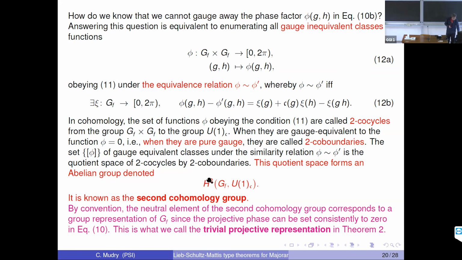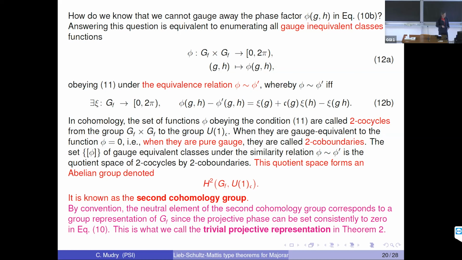The 2 refers to the fact that phi is a map from GF cross GF to 0 to 2 pi. The entry GF tells you what group you have here. The second entry of this parenthesis is simply the target space of this map, which is U1. The C refers to the possibility that I have anti-unitary transformations, which I do not by assumption, but I kept the notation.